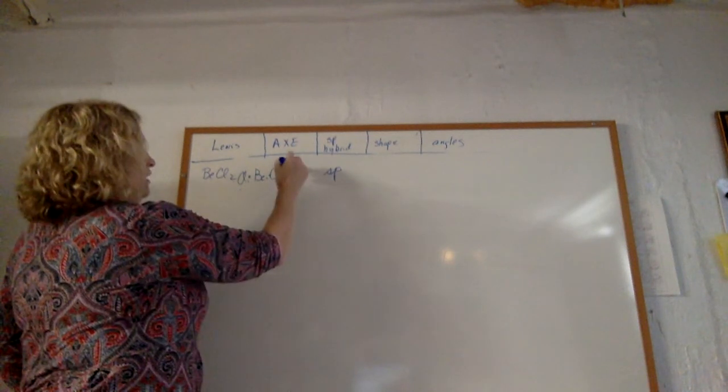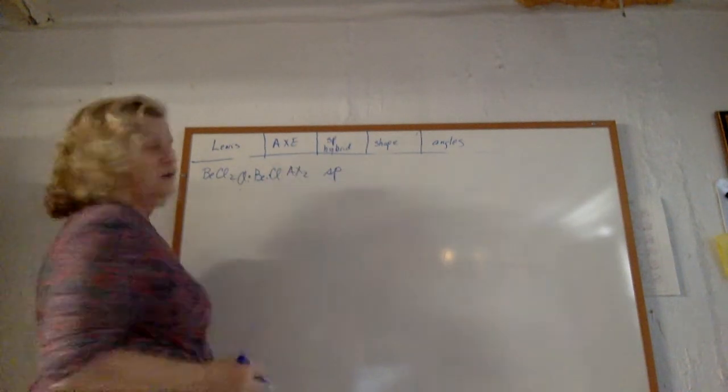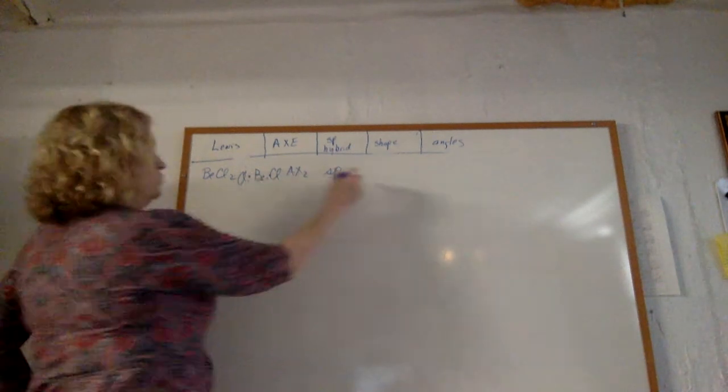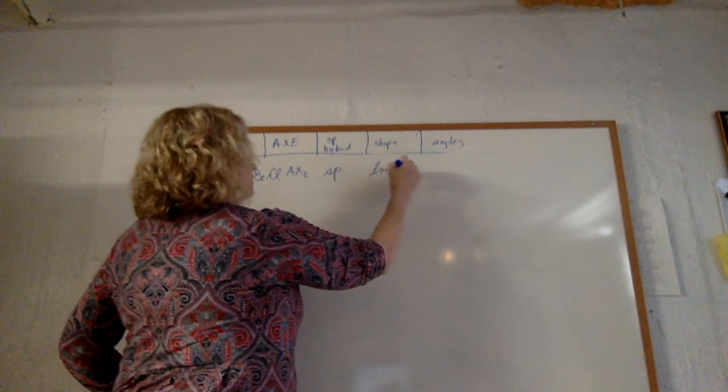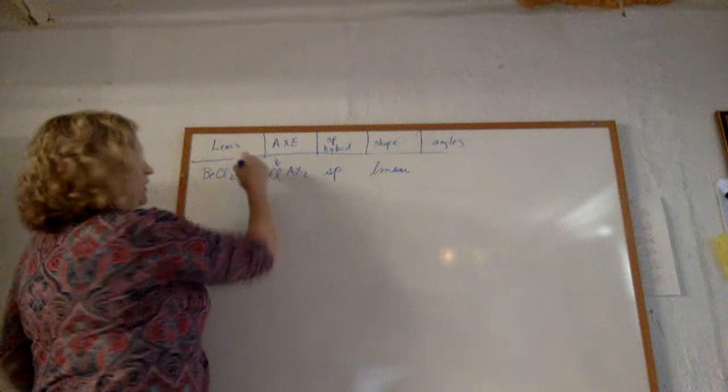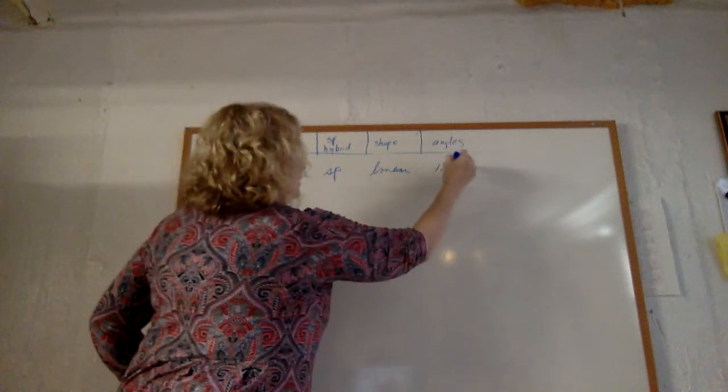we have AX2 notation, no unshared pairs of electrons. The shape of the molecule is linear, and the angle formed between the two bonded atoms is 180 degrees.